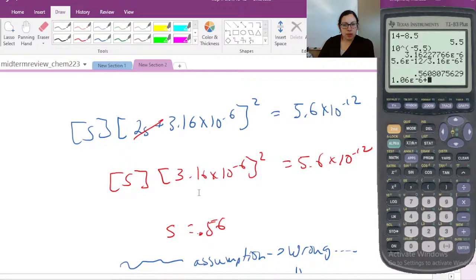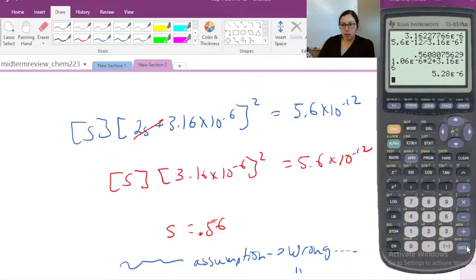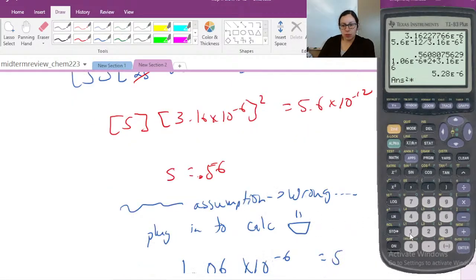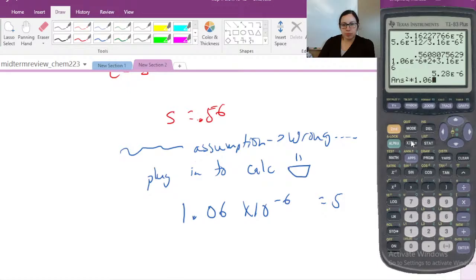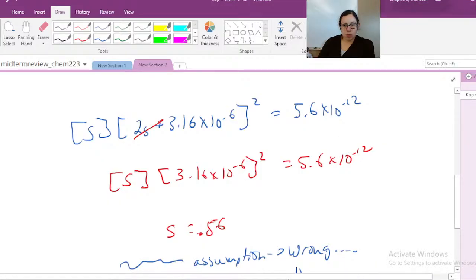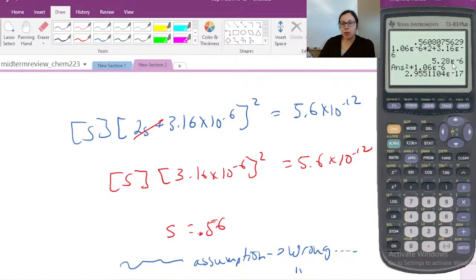So now plus, times 2. I'm just replugging it into here right now, double checking that our calculator gave us the correct value. So 3.16, then this squared times 1.06. Oh, why is everything off today? What did I do wrong?